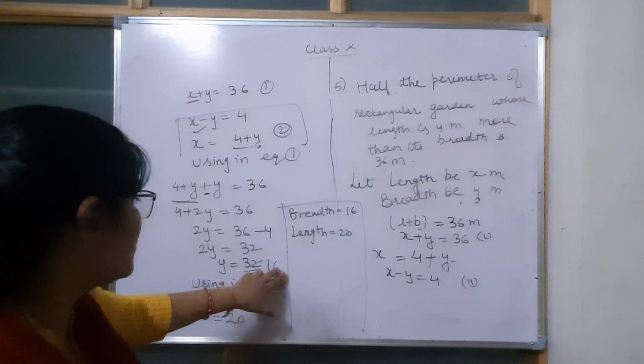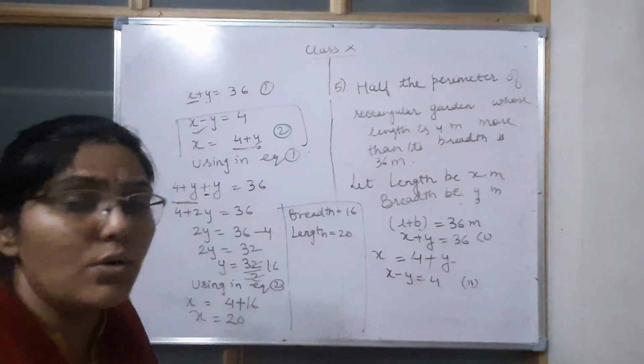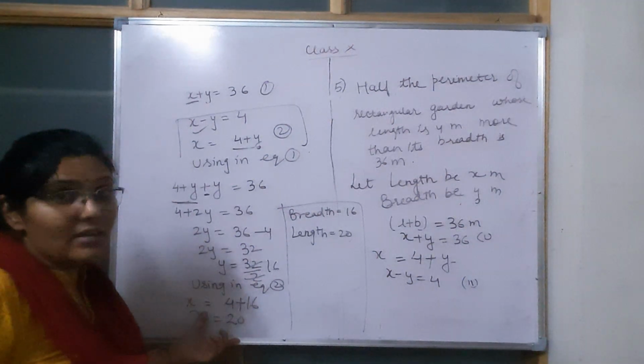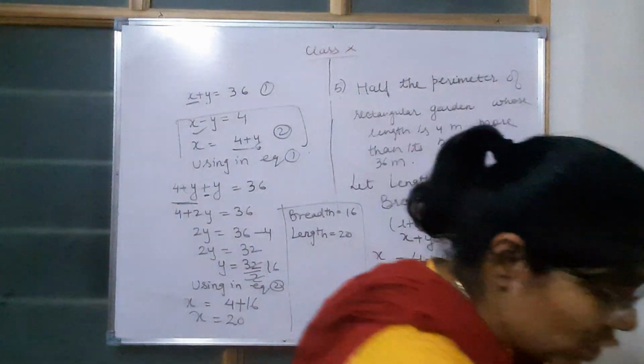So it is y equals 16. If you put y equals 16 here, then also you'll get the same answer. x equals 20. So length and breadth, that's how we have calculated. I hope everybody is very much clear with this.